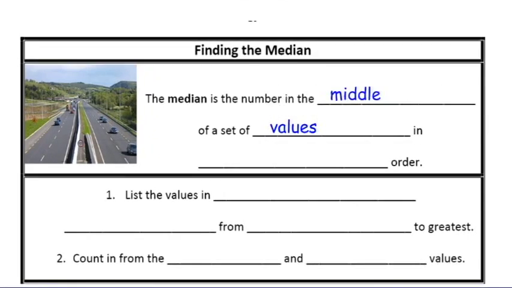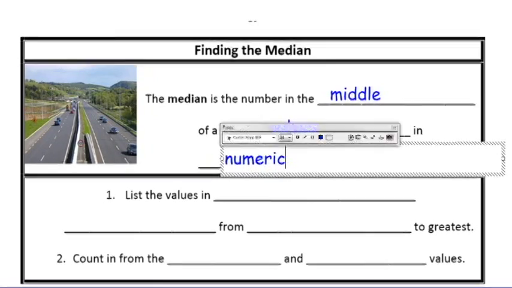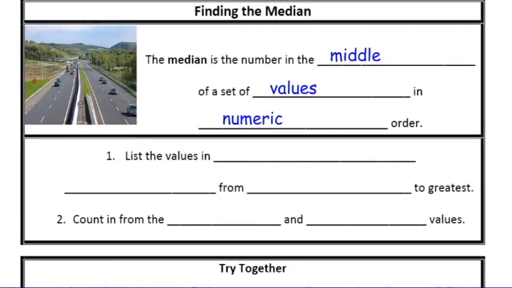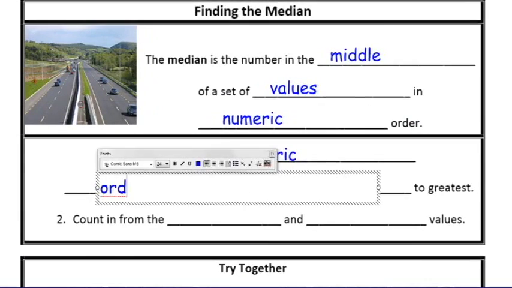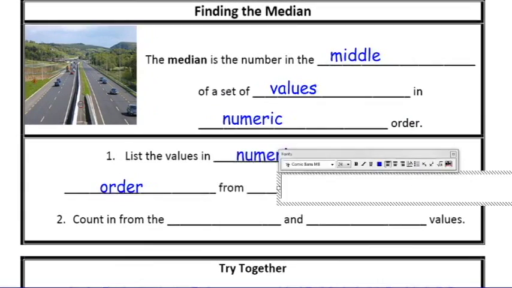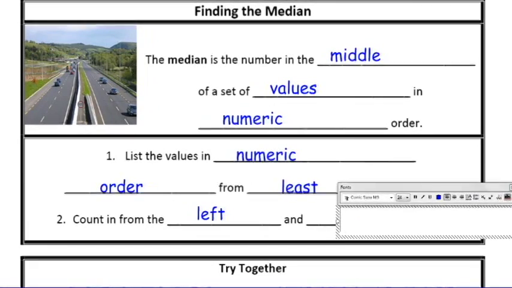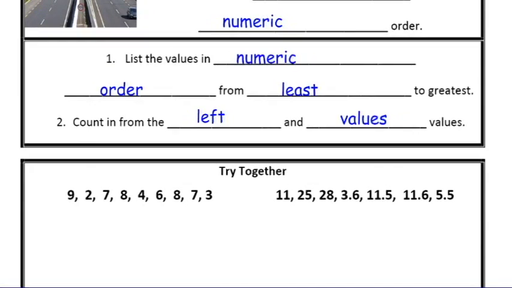You can't just look at the number dead center of a set of values. You have to put them in numeric order first. To calculate or find the median, you list the values in numeric order, which we just practiced. In numeric order, from least to greatest, then you count in from the left and the right values. Now, I'm very specific about left and right. What I'm really saying is the least and greatest values, not just any value to the left or any value to the right, the most left and the most right. That should say right. I apologize.